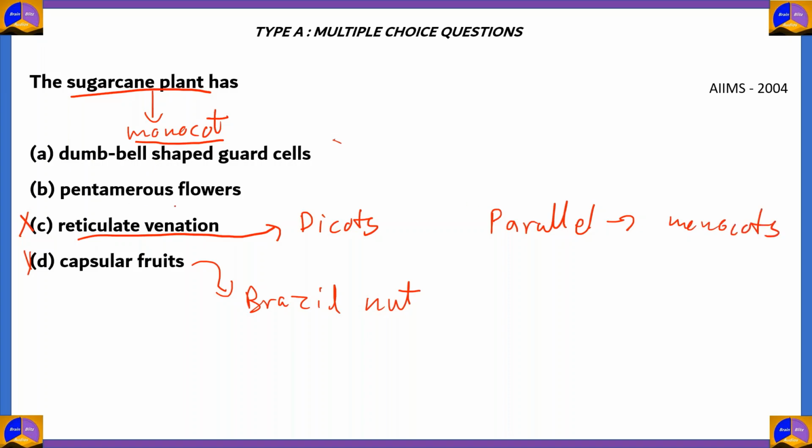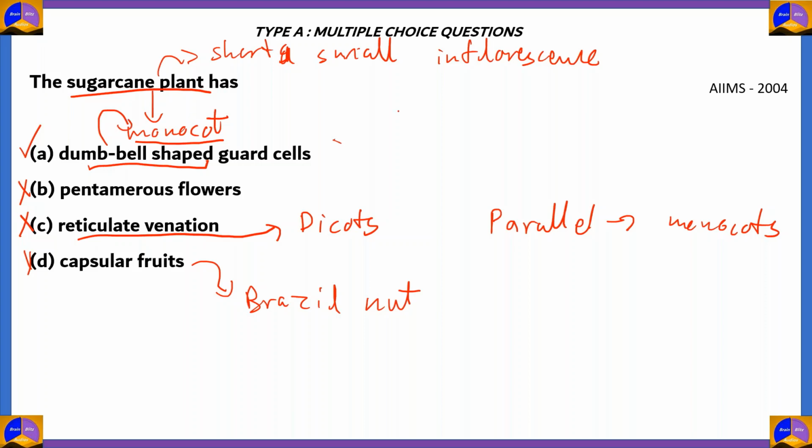Option B, pentamerous flowers. So pentamerous flowers are flowers with order of 5 in each of its whorls. The sugarcane plant has a very short and small inflorescence. Therefore, option B is disqualified. The right answer is option A, dumbbell-shaped guard cells. And dumbbell-shaped guard cells are a speciality of monocots.